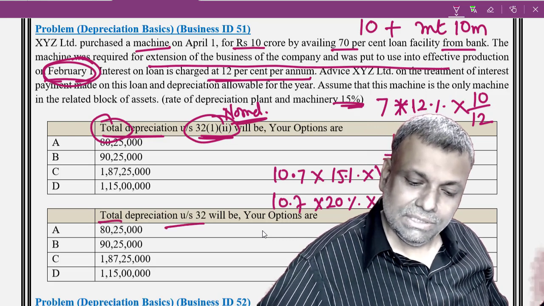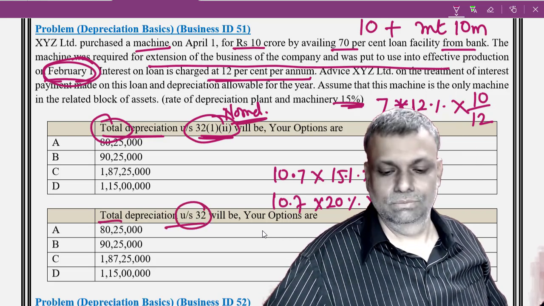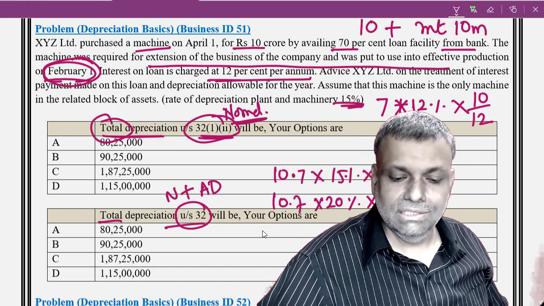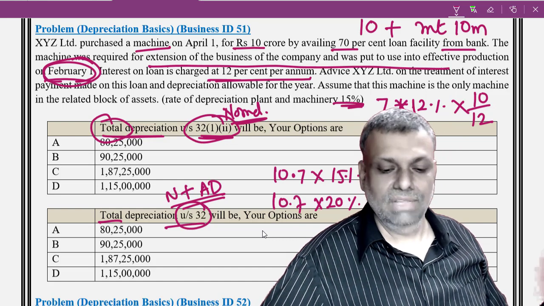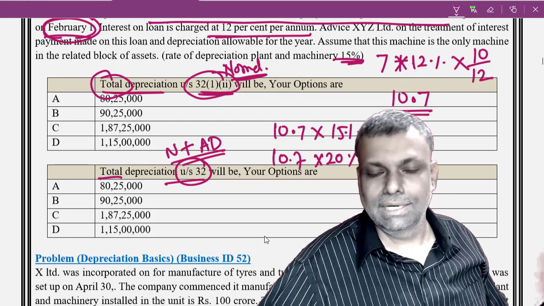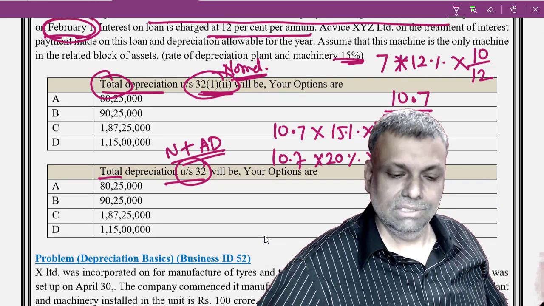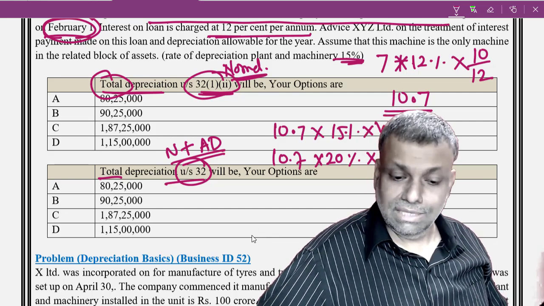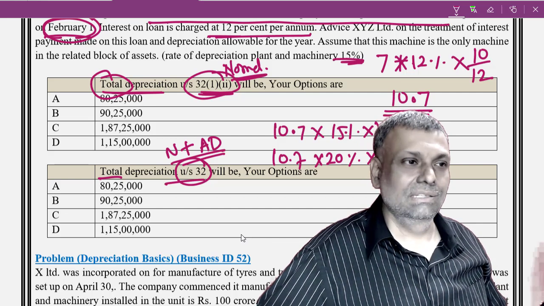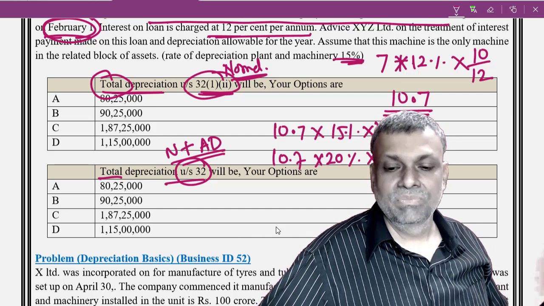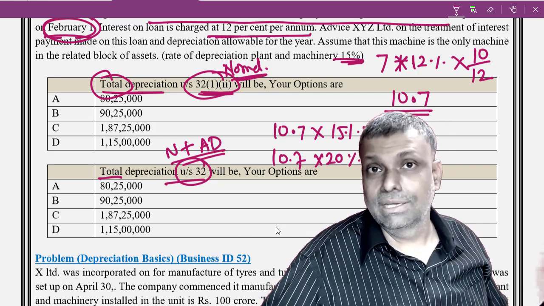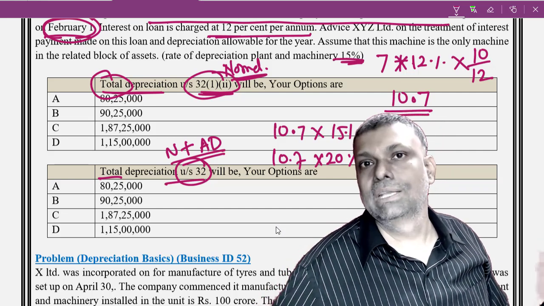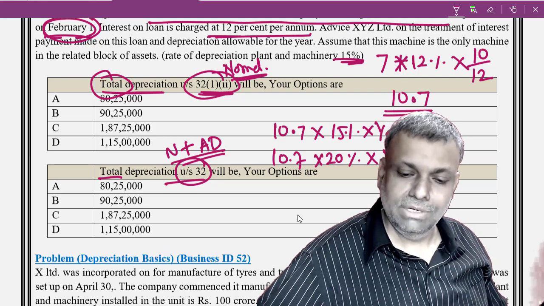Now total depreciation under section 32 will be your normal also plus the additional depreciation also, and that figure you will have to select. Just take the total, whatever is the right number, that is going to be your answer when it comes to the MCQ. So that is something that you should not confuse yourself. And the last word, I'll repeat: additional depreciation, which is half the rate for this year, the balance half will be given to you in the next year. So that provision I've already explained to you.